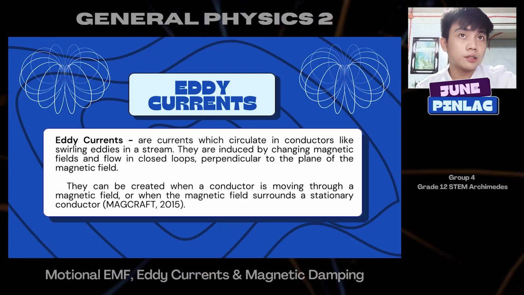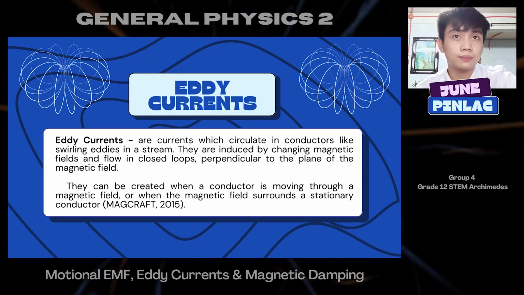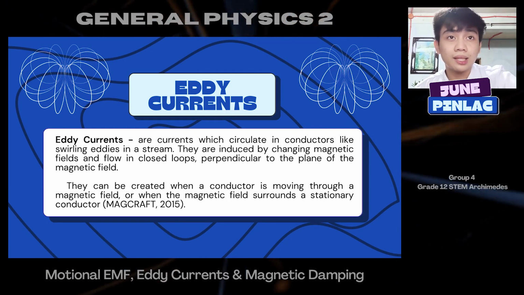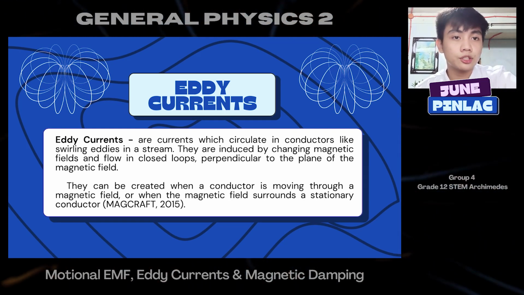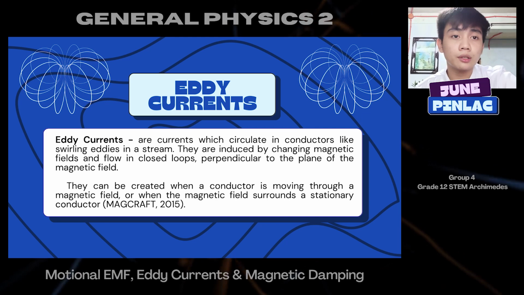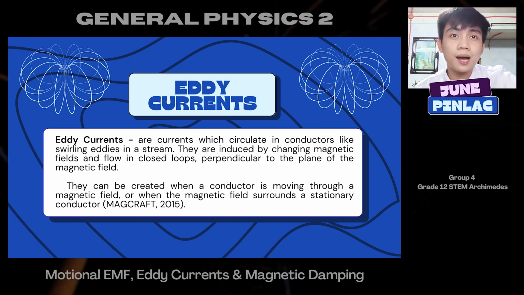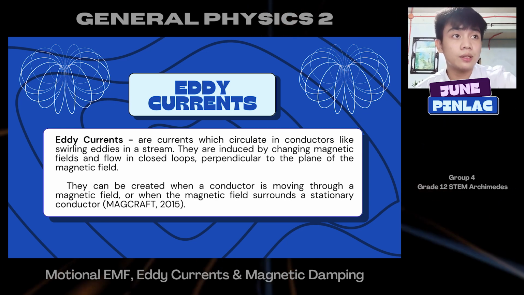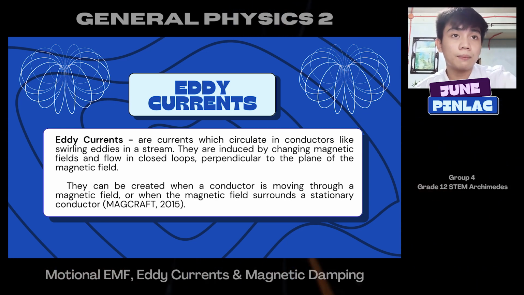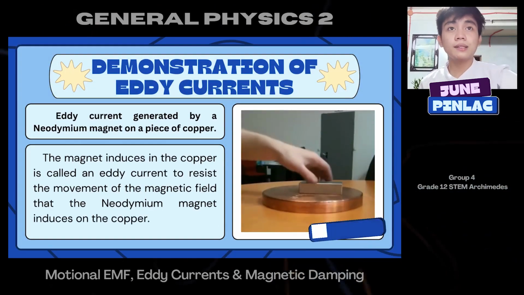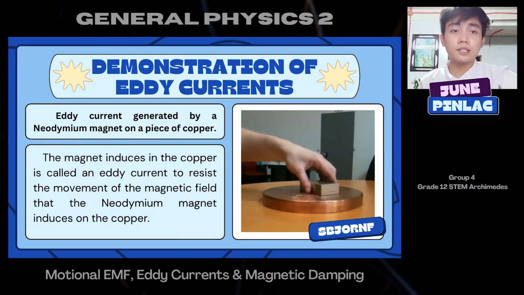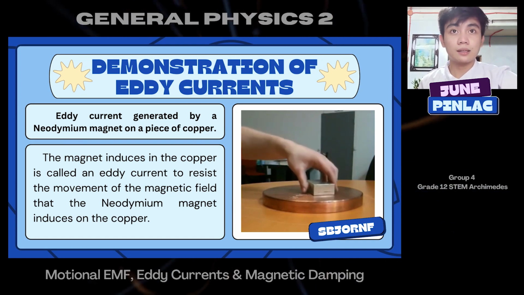What is eddy currents according to McGrath 2015? Ito ay currents na dumadaloy sa conductors na may direction na circular motion sa mismong conductor na dinadaanan nito. Maaari silang malikha kapag ang isang conductor ay gumagalaw sa isang magnetic field o kapag ang magnetic field na nakapalibot sa isang nakatigil na conductor. Para mas maintindihan ng eddy current, here's a demonstration video from respected link.